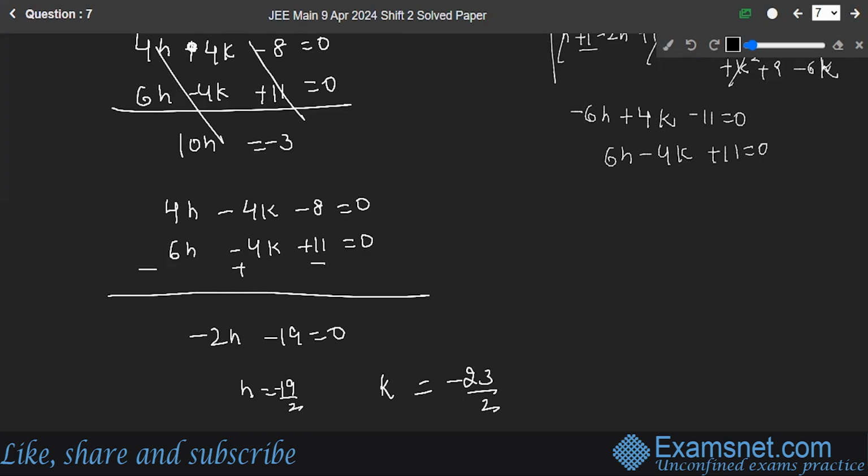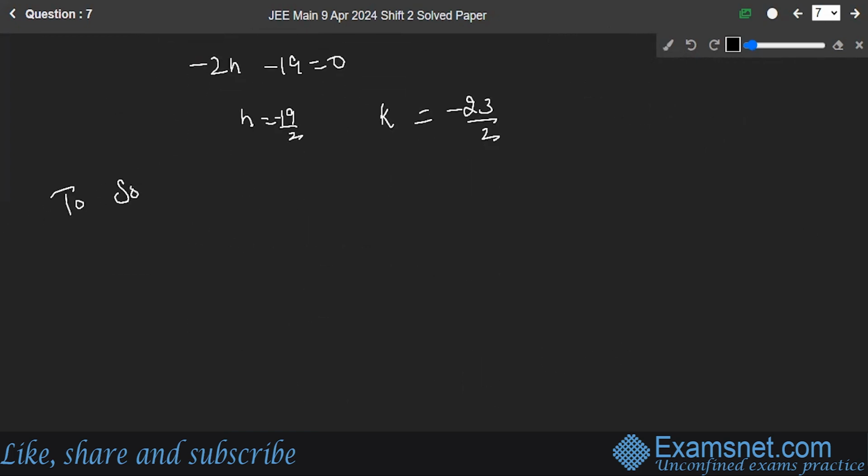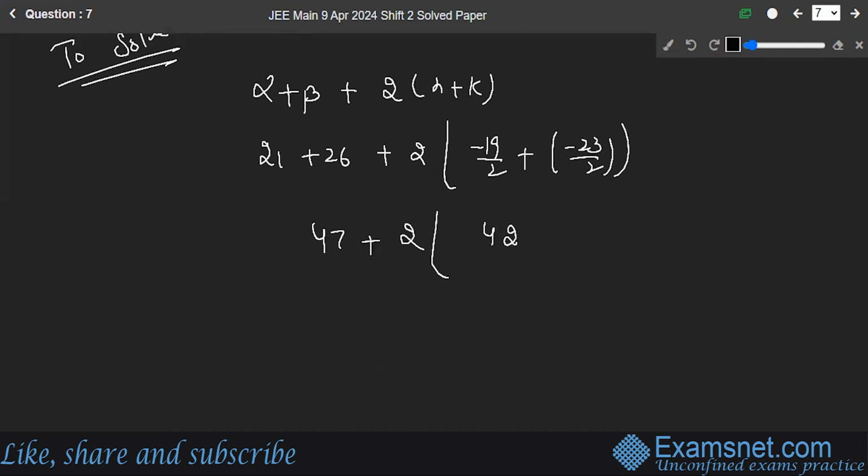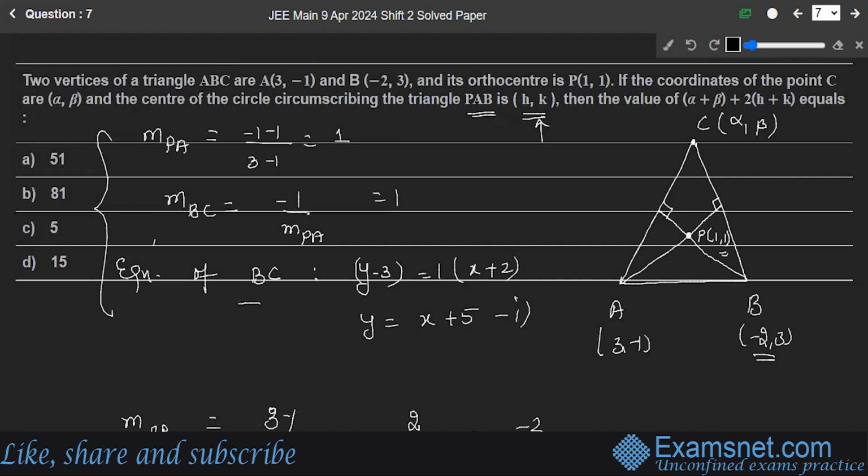So h and k you got, alpha and beta you got. What do you have to solve? You had to solve alpha plus beta plus 2h plus k. Alpha came out to be 21, beta came out to be 26, h is minus 19 by 2, and this is minus 23 by 2. This is 47 plus 2 of this, which is 42 upon 2, so 47 minus 42. That's 5. So the answer to the question is option C.